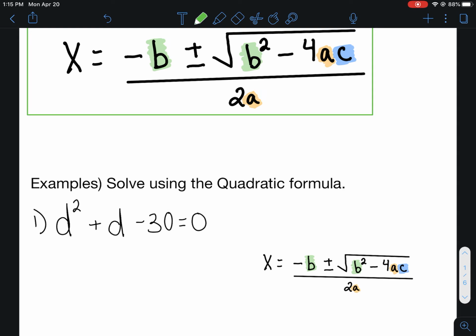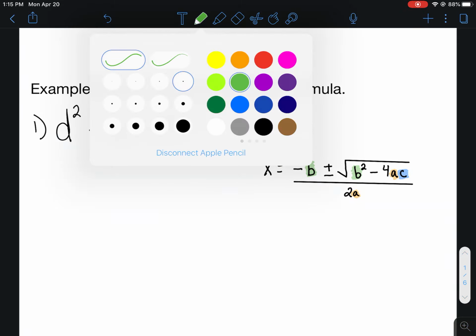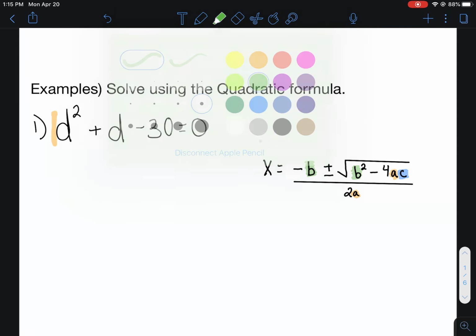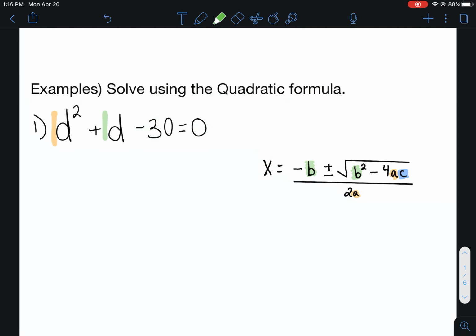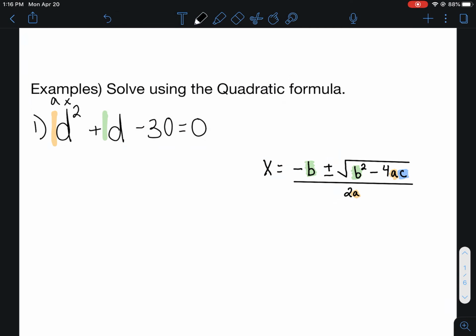So we're going to do some examples here. I'm going to work them out, and you can obviously speed up or go as slow as you want through this part of your notes. So for this one, we have d squared plus d minus 30. In this case, we have a 1 in front of our d squared, and a 1 in front of our d. Again, this is the same as saying ax squared plus bx plus c.